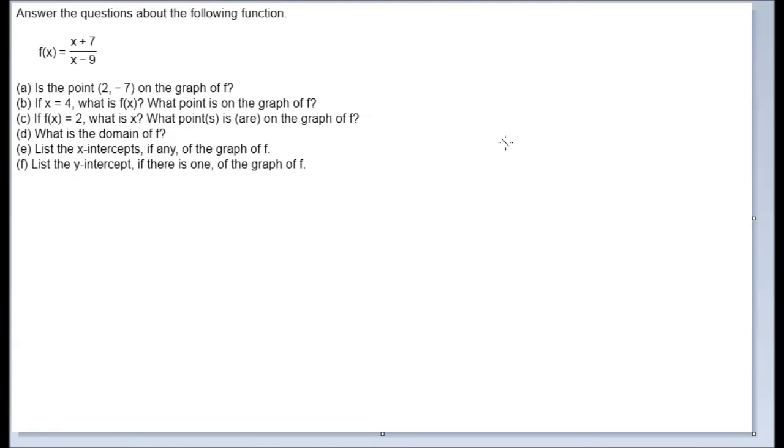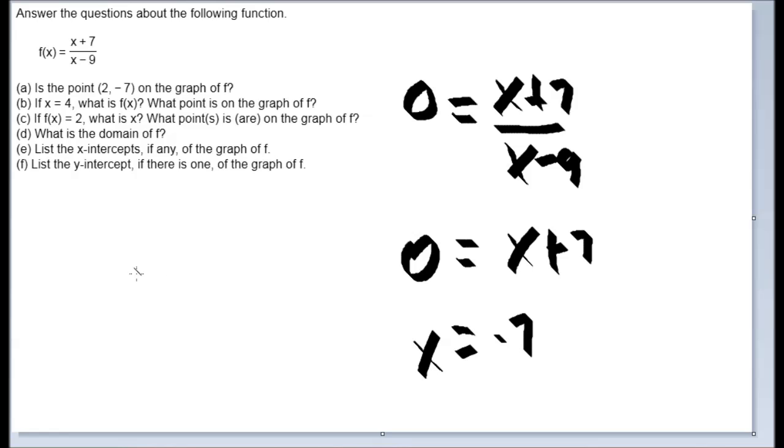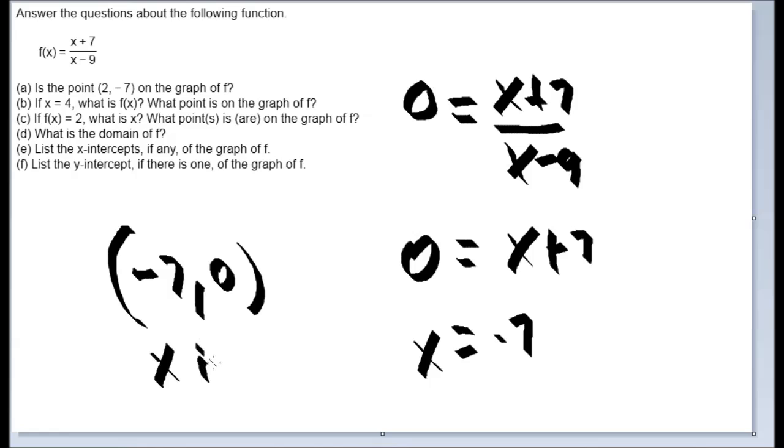Alright, so let's look at the intercepts. For the x-intercept, we want to put in 0 for y, so we'd have the equation 0 equals (x + 7) over (x - 9). Approaching it the same way, multiplying both sides by x minus 9, you get 0 equals x plus 7, because x minus 9 would cancel here, and it would hit 0 over there, and then that means that x is equal to negative 7. So then we would have the point (-7, 0) on the graph. And that's going to be the x-intercept.